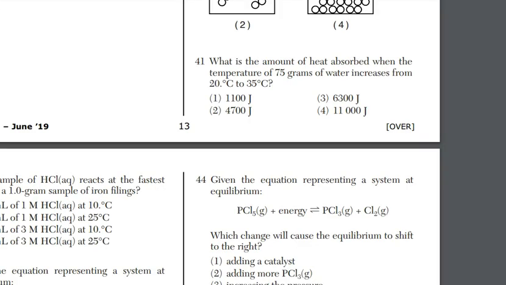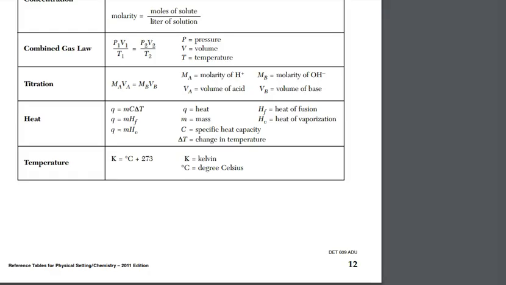Question 41, the amount of heat absorbed when the temperature of 75 grams of water increases from 20 to 35 degrees Celsius. Well, we're dealing with water. We have the mass, we have a delta T or a temperature change, and we're looking for heat. We need a heat equation. That means we're going to the reference table T, and you see there are three heat equations.